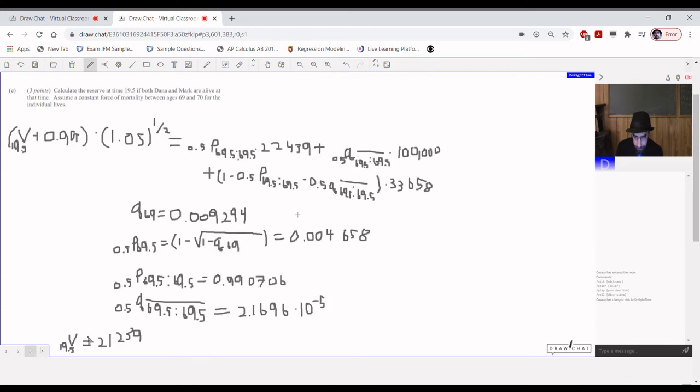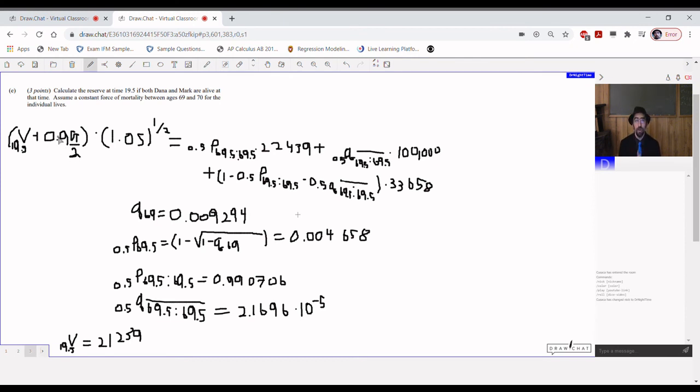All right. One last part. Calculate the reserve at time 19.5 if both Dana and Mark are alive at that time. Assume a constant force of mortality between ages 69 and 70 for the individual lives. So we would set up this formula: the amount that you have in the bank at time 19.5 plus 0.9, and there's a mistake. This should be 0.9 G over 2. So you have V at 19.5 plus 0.9 G over 2, right?